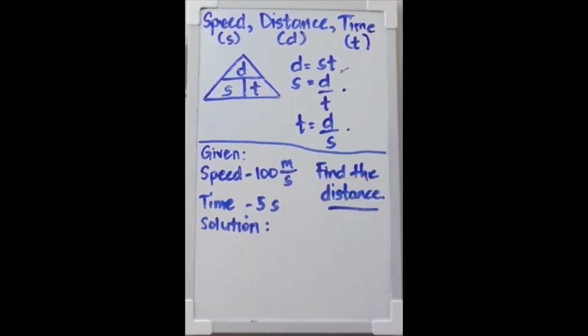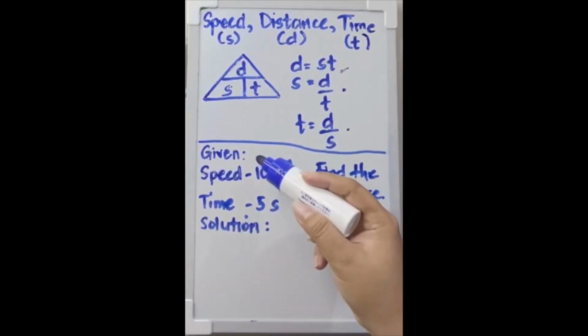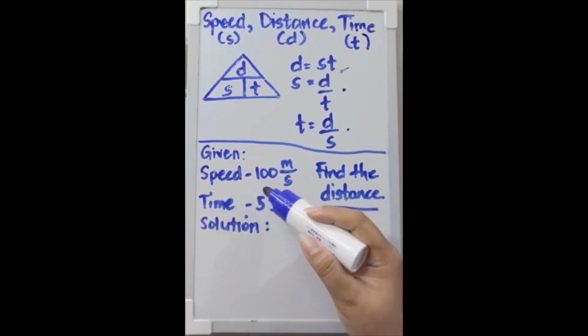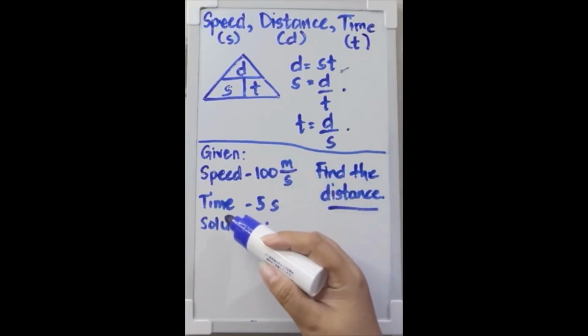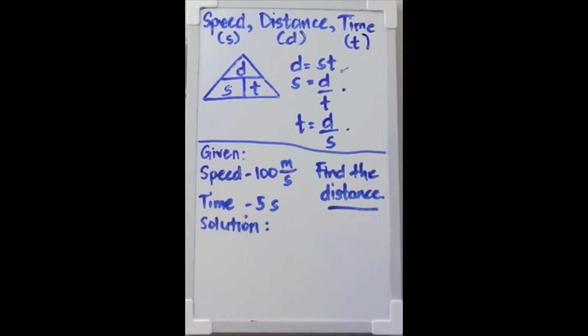Now let's proceed to our example. Given are the following. The speed is 100 meter per second. Meter per second is the basic unit for the speed. Time is 5 seconds. So find the distance. So we have to compute for the distance.